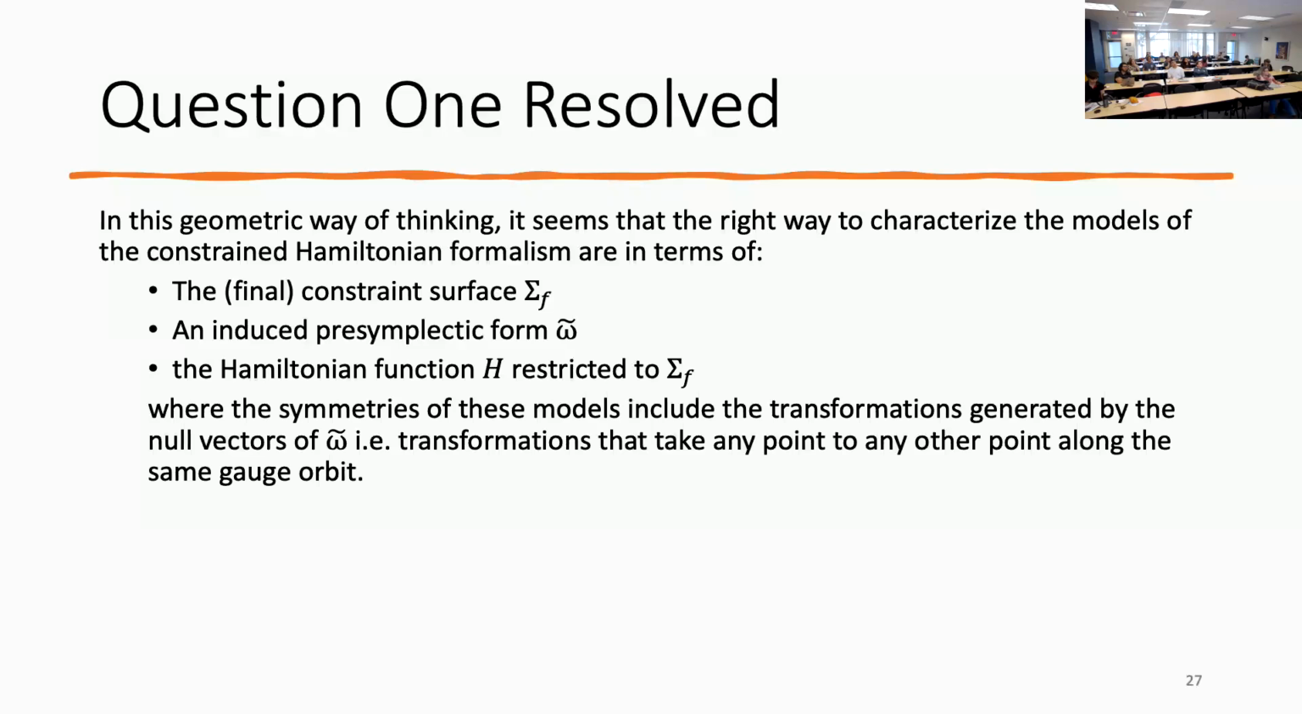But now the symmetries of these models are going to include all the transformations generated by the null vectors or the null directions of this induced 2 form. That is transformations that are going to take any point to any other point along the same gauge orbit and any vector field to any other vector field that differs by just some arbitrary combination of the vector fields associated with the first-class constraints. Notice that these transformations will preserve the Hamiltonian restricted to the constraint surface. Okay, so this is at least a partial answer to this first question.